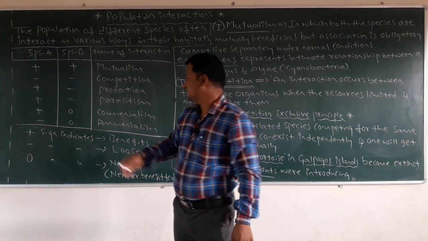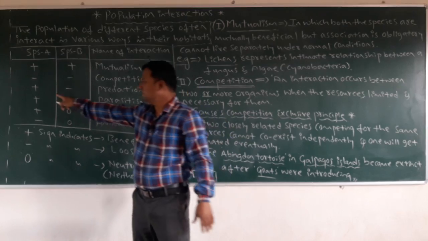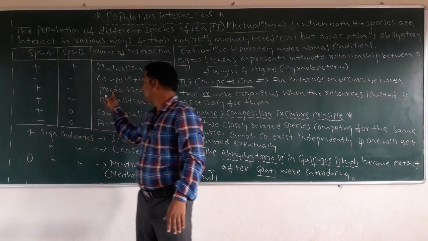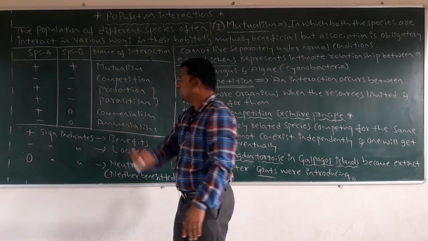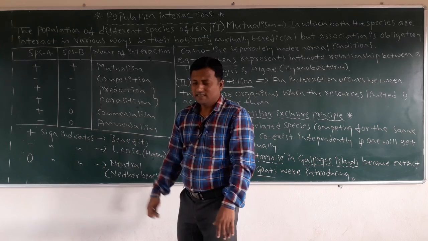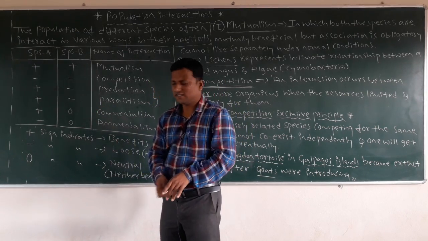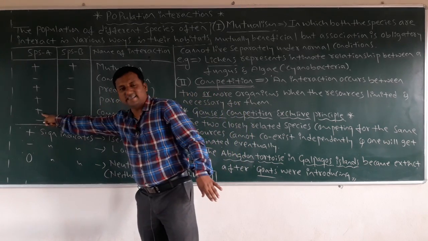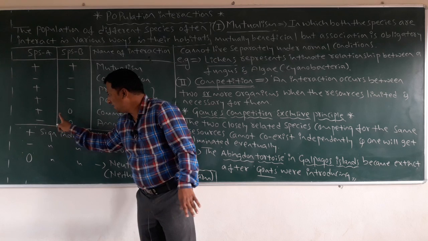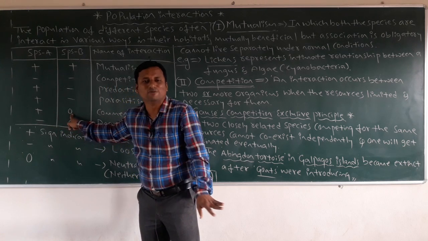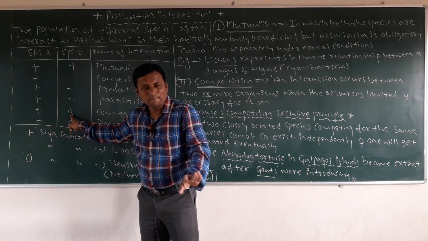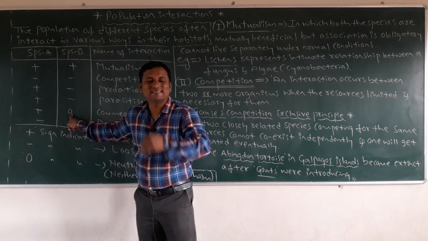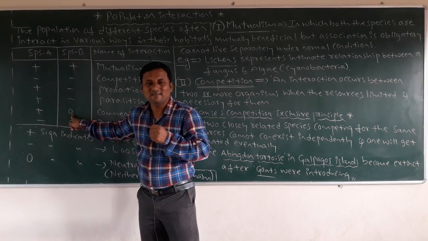Like that, the signs indicated are plus minus in predation and parasitism. Then come to another one. What is that? One species gets the benefit, plus, and another species is completely neutral. Completely neutral means neither benefited nor harmed.